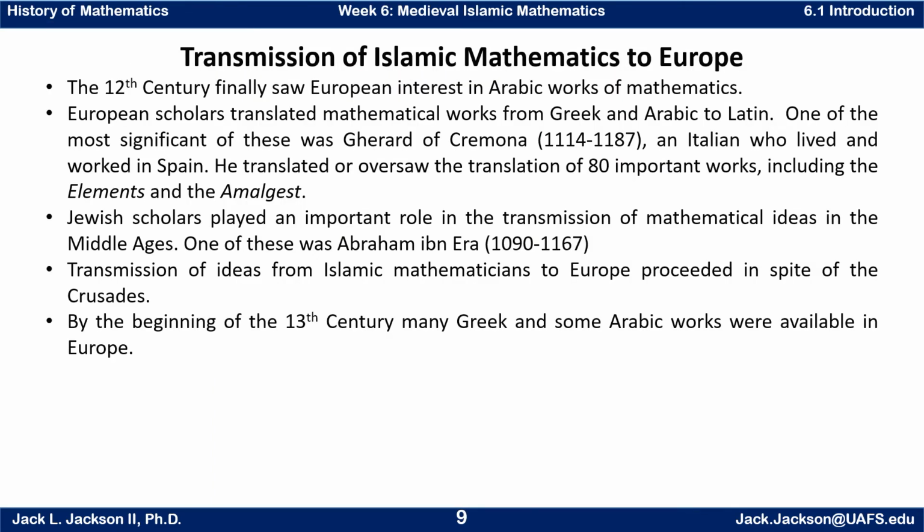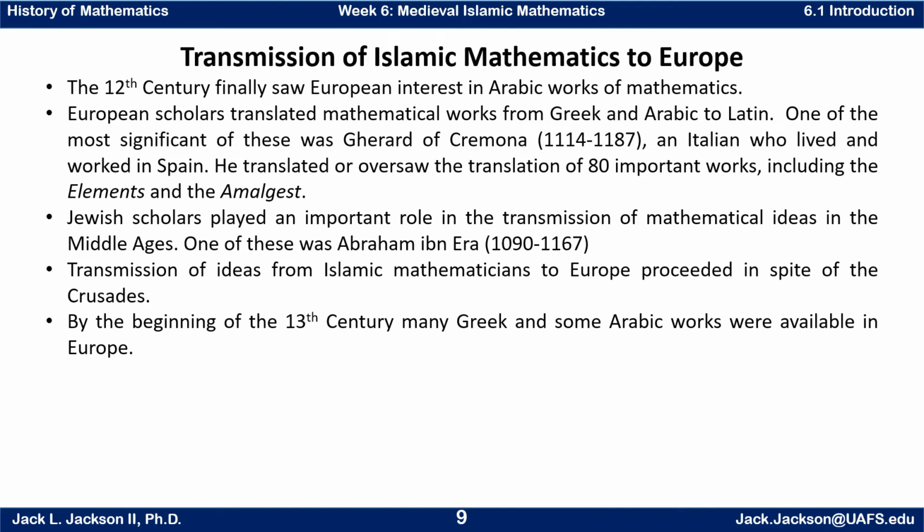One of the things that was important during the Middle Ages was the transmission of Islamic mathematics to Europe, and really the transmission of earlier Greek works by way of the Islamic mathematicians. And the 12th century finally saw a European interest in Arabic works of mathematics and earlier Greek works too. So European scholars started translating mathematical works from Greek and Arabic to Latin.